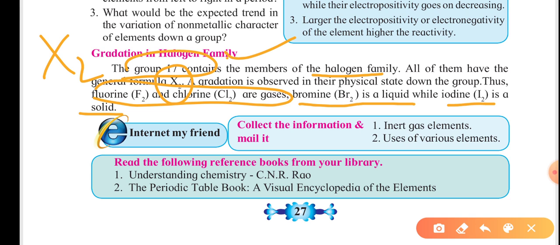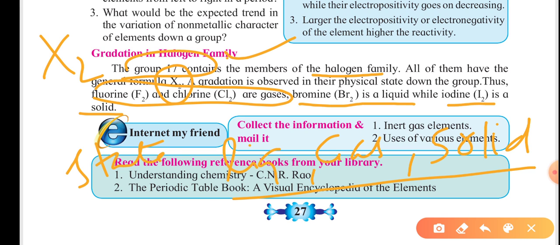So this group 17 of the periodic table shows three states of matter: liquid, gaseous, and solid. These three states are present in this particular group, and that is called the gradation of the halogen family. So with this the lesson is over, and you have to do the homework in your register. You have to do the exercise.